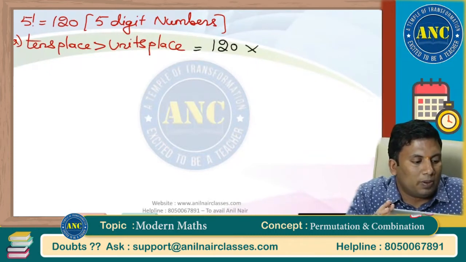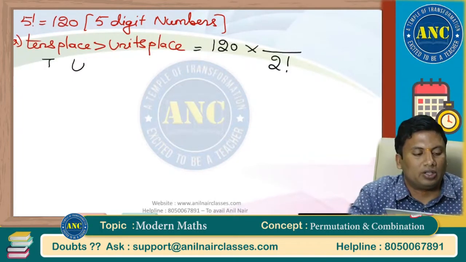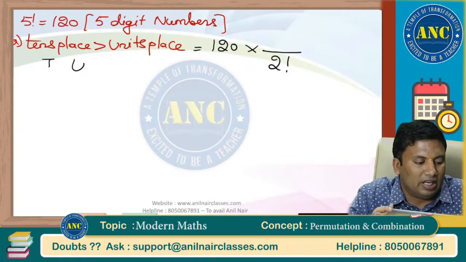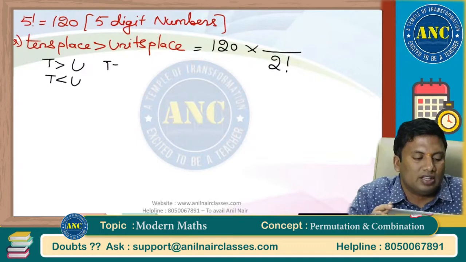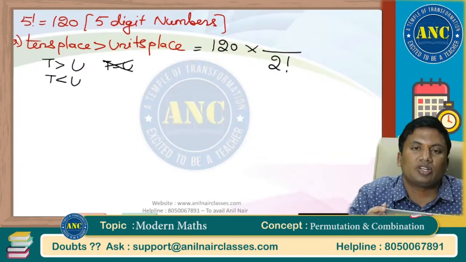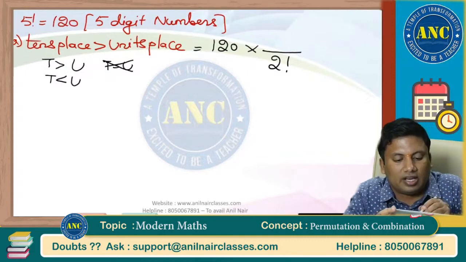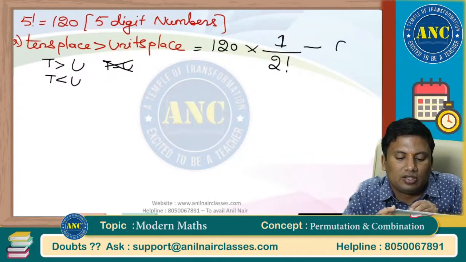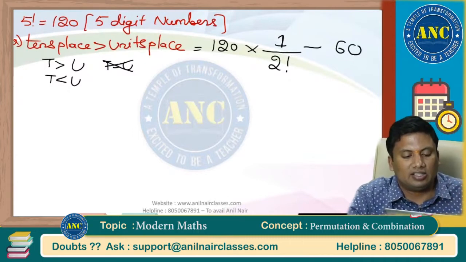There are two place values, units and tens. These two place values can arrange among themselves in two factorial ways. It could be tens place greater than units place, or tens place less than units place. This case won't come because repetition of the digits is not allowed. Tens place greater than units case, one case I require. So 1 by 2 factorial into 120, answer is 60.